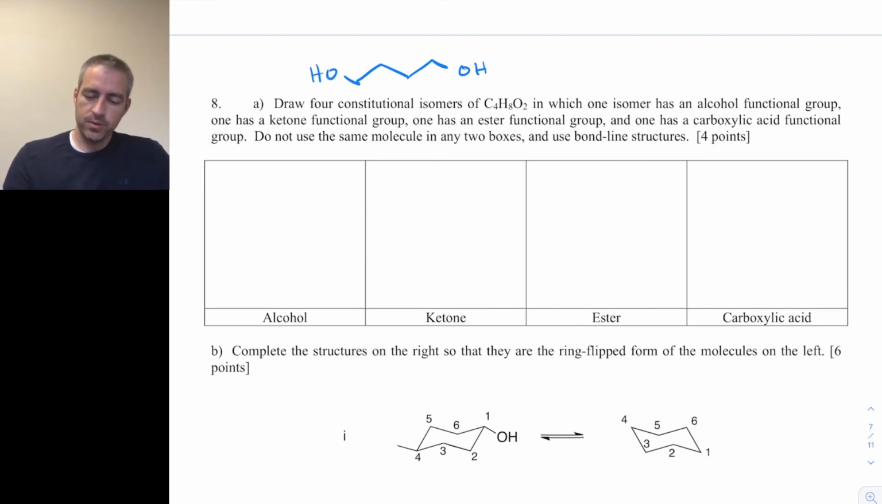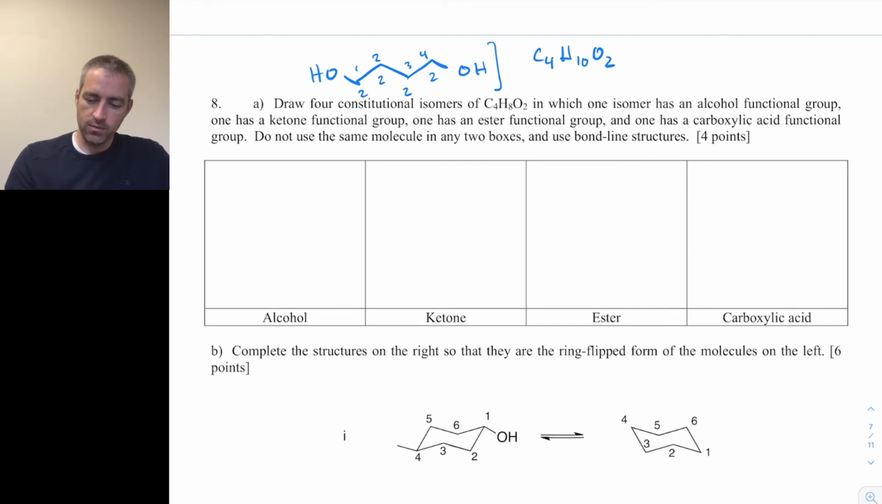Let's count up our molecular formula for this compound. We have 1, 2, 3, 4, so that's C4. For H, there's 2, 2, 2, and 2, and then 2 on the 2 oxygens makes 10, so C4H10O2. So we have 2 hydrogens too many in this particular structure. To get rid of 2 hydrogens, we can do one of 2 things: we can make a ring, or we can make a multiple bond.